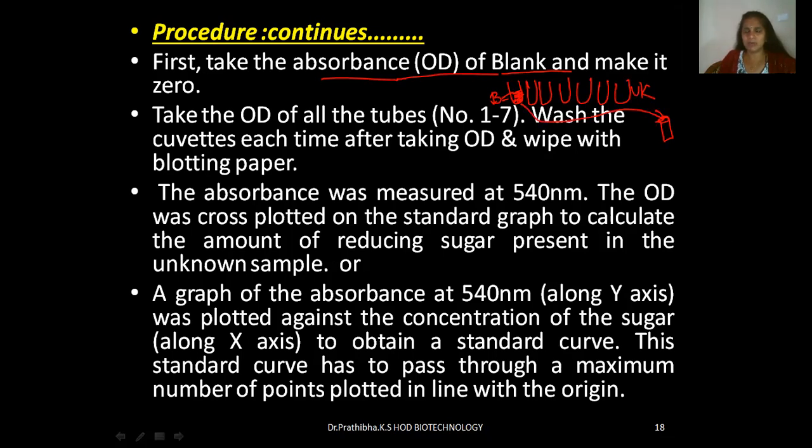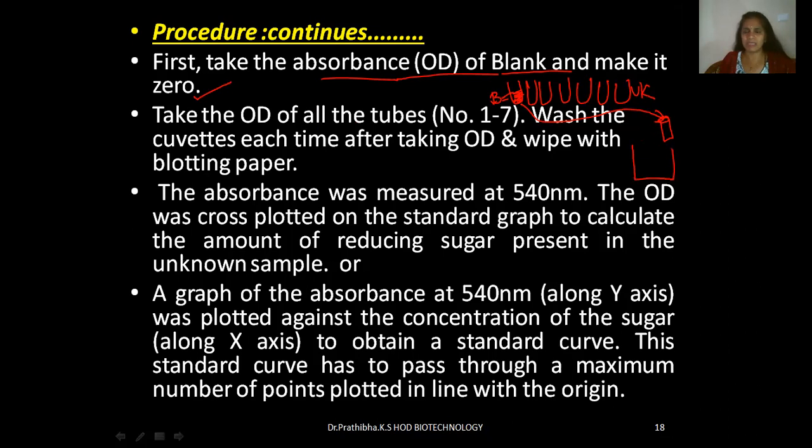Once you pour this, before placing the cuvette into the colorimeter, you are going to wipe the outer surface of the cuvette using blotting paper, because there should not be any kind of fingerprint when placing it in the colorimeter. Then take the OD, that is, you always need to adjust the blank to 0 first. Once you have adjusted to 0, discard this into the empty beaker.